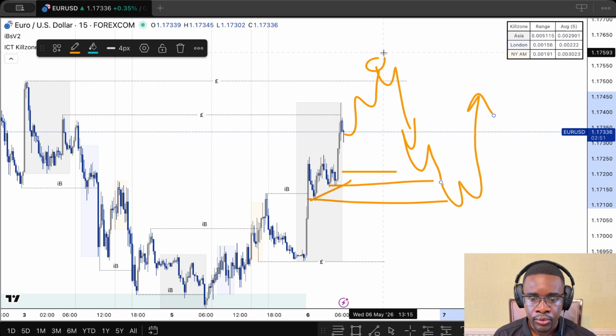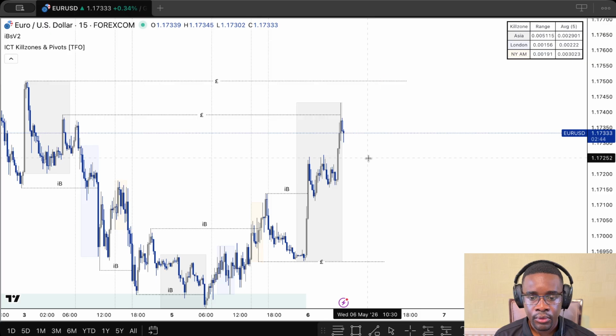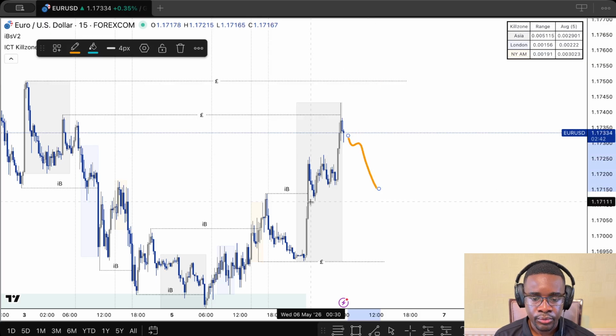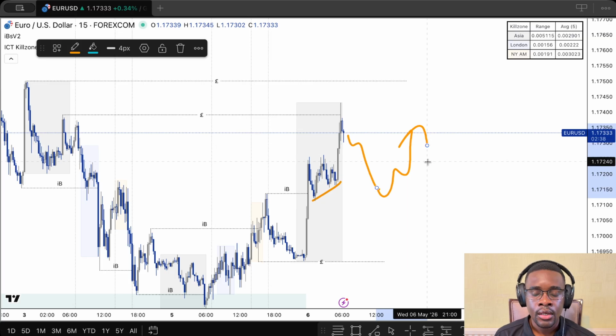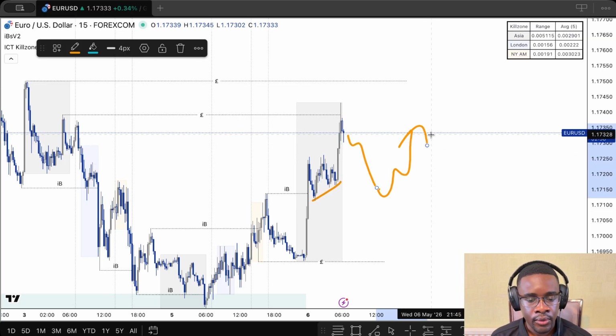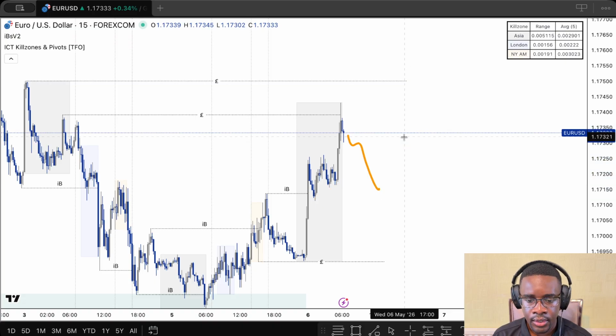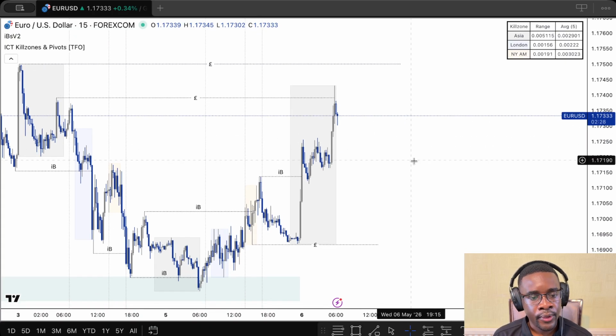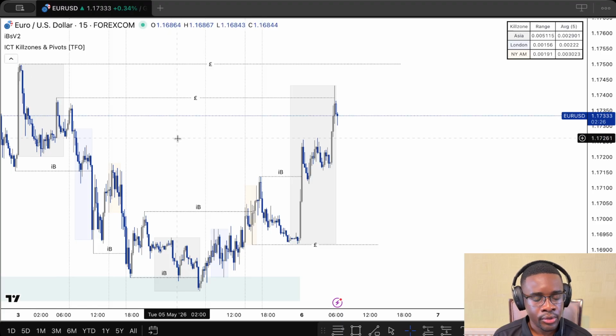So it could start by going up, sweeping those areas, coming back down. Or it could simply continue, sweep these areas and then continue the trend going up. So these are the ideas and possibilities of what I see price doing. So that's what I'll be looking at today.